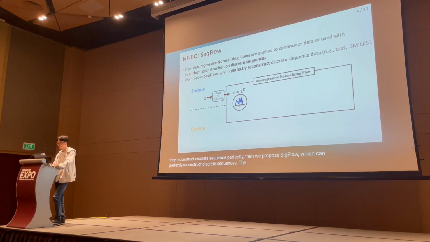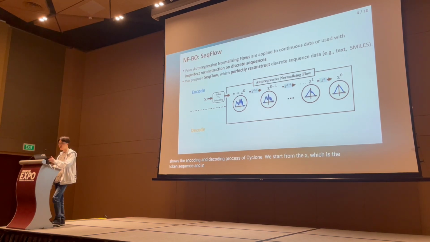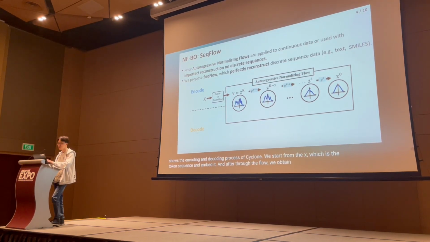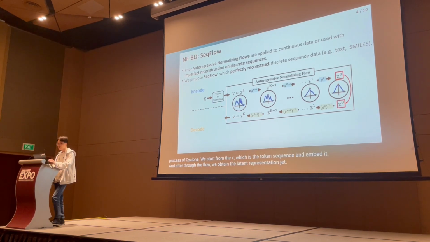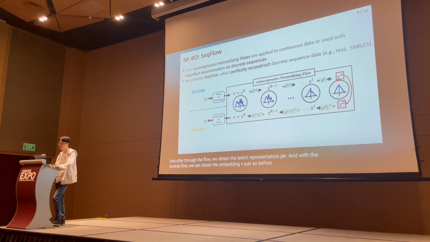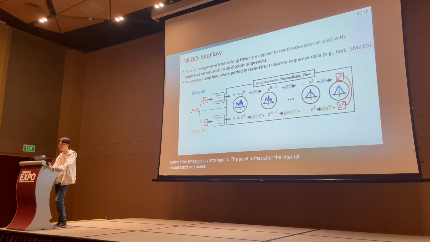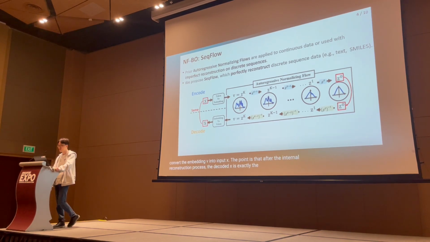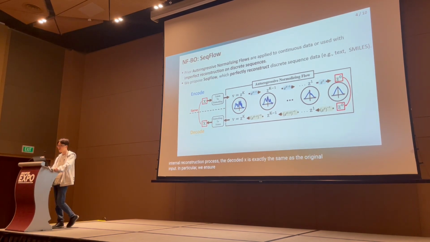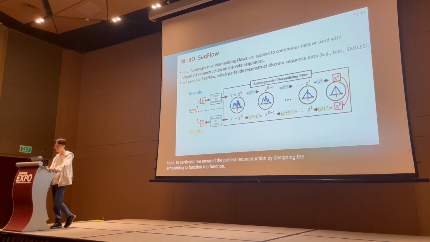The figure below shows the encoding and decoding process of SeqFlow. We start from X, which is the token sequence, and embed it. Then, through the flow, we obtain the latent representation z. And with the inverse flow, we can obtain the embedding v just as before. And then we convert the embedding v into the input X. The point is that after the reconstruction process, the decoded X is exactly the same as the original input. In particular, we ensure perfect reconstruction by designing the embedding-to-token function as the left inverse of the token-to-embedding function.